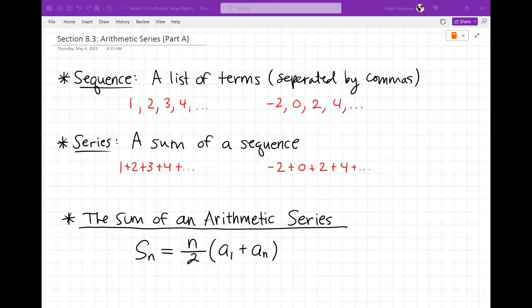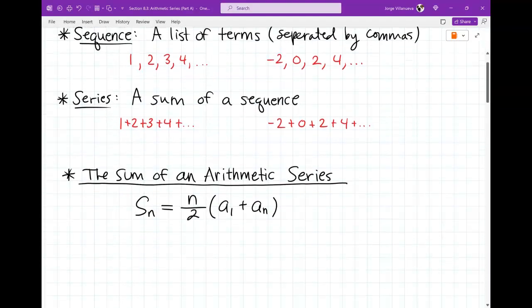But we started talking about sequences being just a list of terms separated by commas. So I gave two examples there, like 1, 2, 3, and 4, or negative 2, 0, 2, and 4. And then we talked about what a series is, and a series is just adding up the sequence, right? The sum of a sequence. So just putting a plus in between the numbers instead of commas. That creates a series, okay? So you're adding them. So series is addition of a sequence. That's all it is, all right?